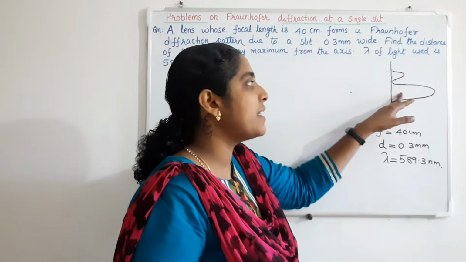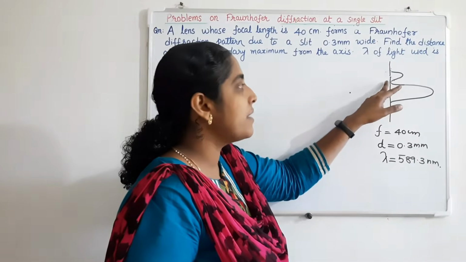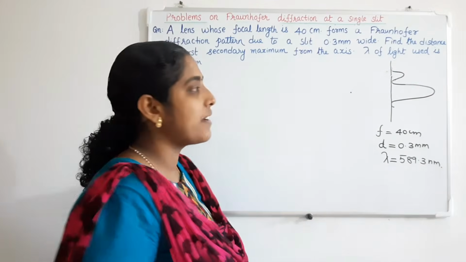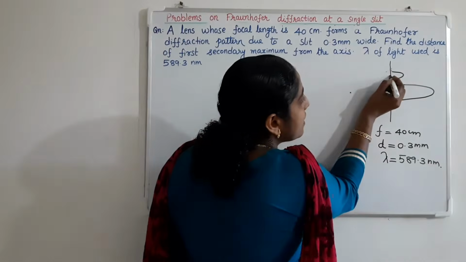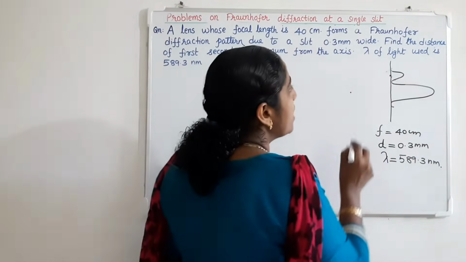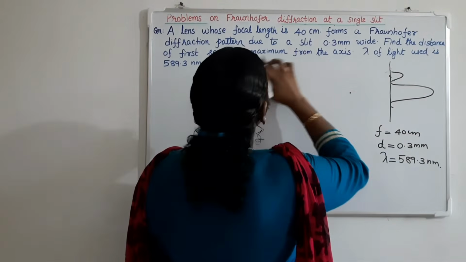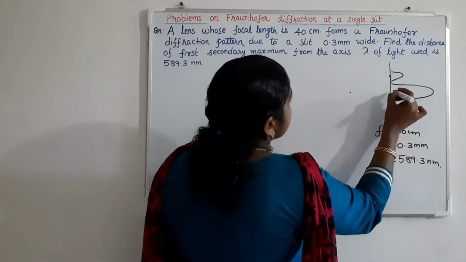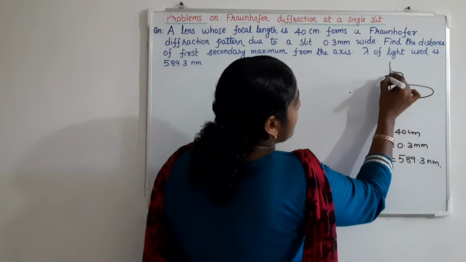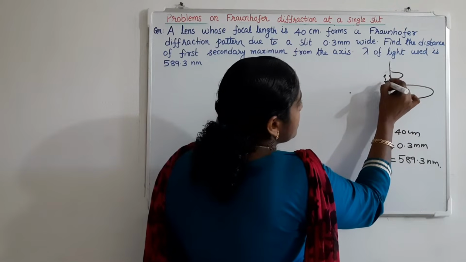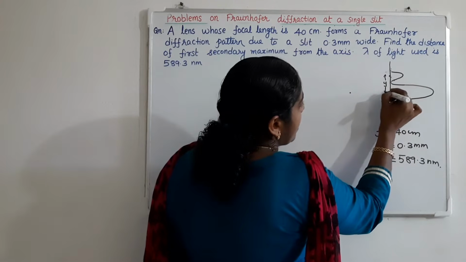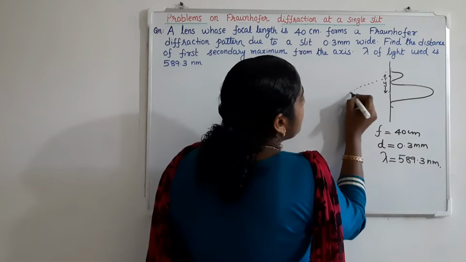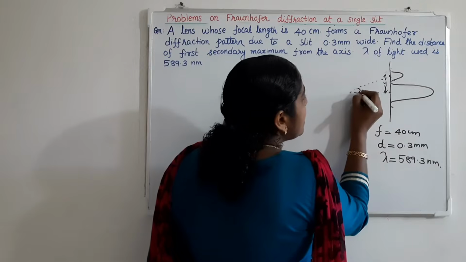At the center we are getting a central bright band, then the minimum, and the next maximum is known as the first secondary maximum. Like at this point the first secondary maximum forms. Then the distance of this secondary maximum from the axis, that is from the center point, we want to find out. So let this distance be y. And for the first secondary maximum, the angle of diffraction, let it be theta.